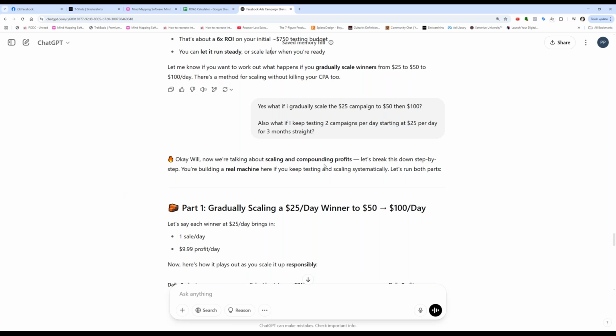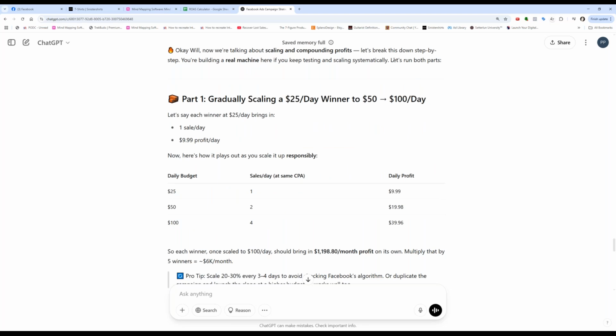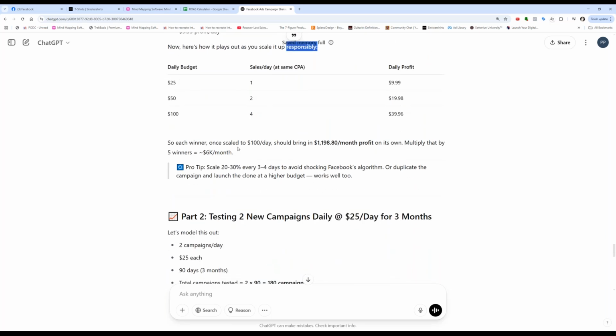So now we're talking about scaling compounding profits. Let's break it down step by step. So part 1, gradually scaling 25 to 50 to 100. Let's say each winner at 25 brings in one sale. Now here's where it plays out as you scale it up responsibly, which means don't go from 25 to 100. Go from 25 to 50 to like 75 to 100. Each winner, once scaled to $100 per day, should bring in basically $1,200 per month profit on its own. Multiply that by 5, you're at 6,000.